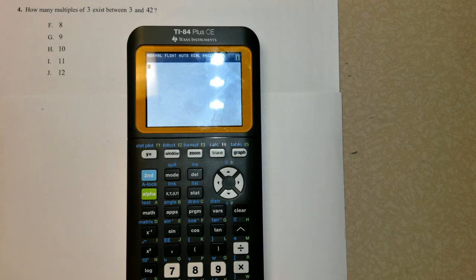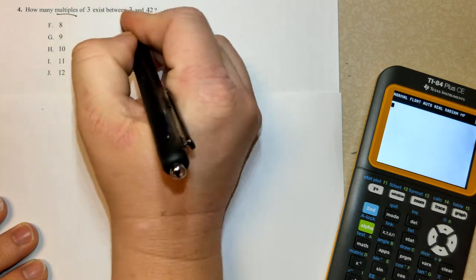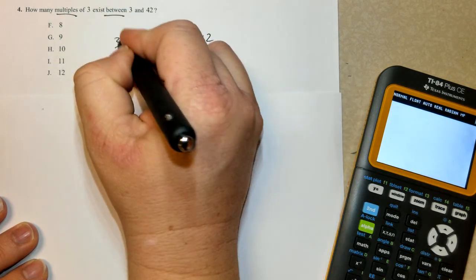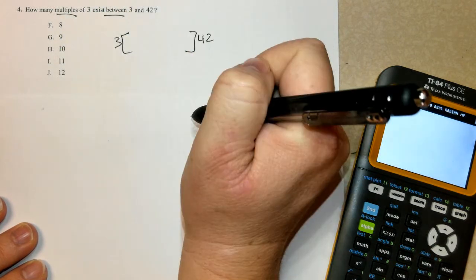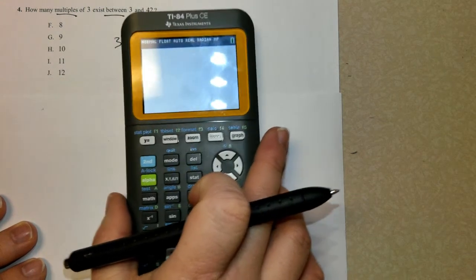How many multiples of 3 exist between 3 and 42? Okay, so multiples is one key term. Between is the other. Between means I do not include 3, I do not include 42. It has to be between them. So multiples of 3: 3, 6, 9. Is there a fast way of doing this, Mr. Stork?